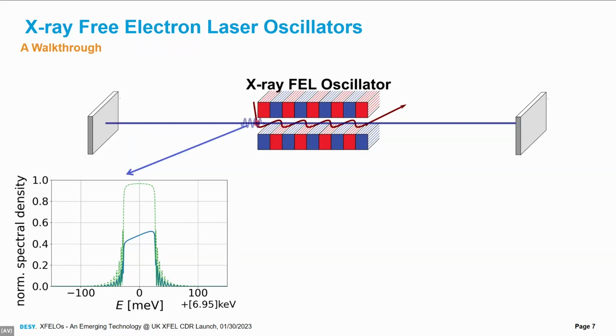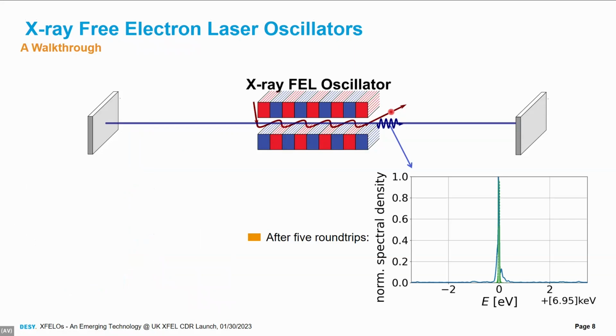Now, if you do everything correctly and you overlap with your electron bunch, in the next round trip you seed these electron bunches, and after enough round trips, depending on the length of your undulators and the quality of your electron beam, you do see a clear spectral spike.